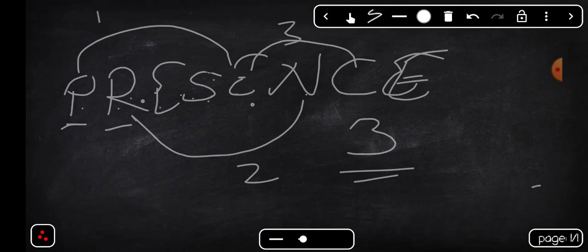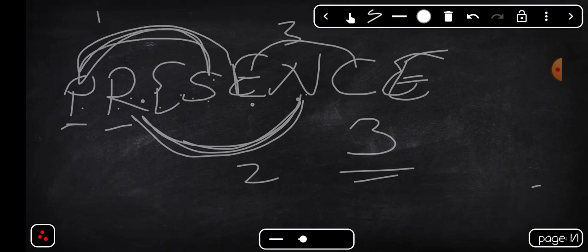Then E, the E of presence. After E: E F G H, no. E F G H I, no letters. Then N. After N: N O P, N O P Q R. Yes, this is the second pair. The first pair is P and S, the first pair. Then this is the second pair, that is N and R.